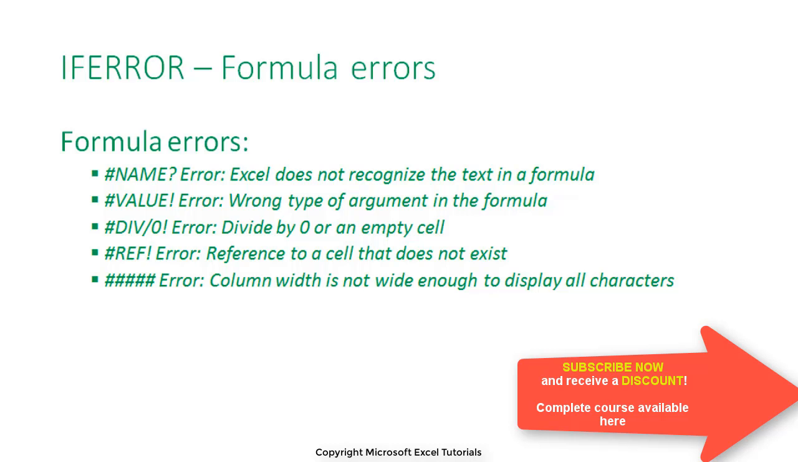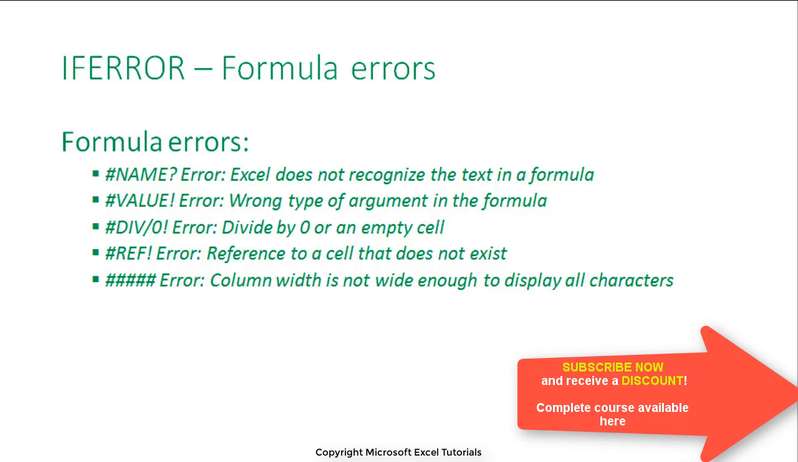Formula errors can occur whenever you have a formula that is not correct. For example, you can have a name error when Excel does not recognize a text in your formula. You can have a value error when there is a wrong type of argument within your formula. When you divide by an empty cell or divide by 0, you get the divide by 0 error. You can also have a reference error when there is a cell that does not exist and your formula refers to that cell. This could happen when you have a column that has been removed and therefore the cell does not exist anymore.